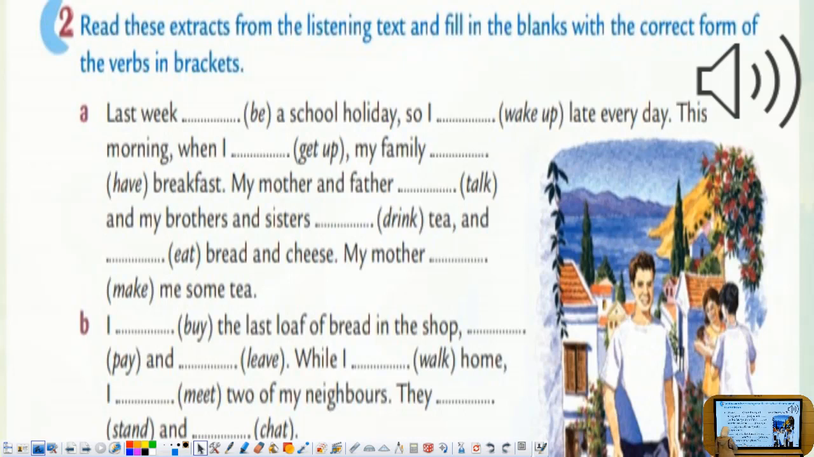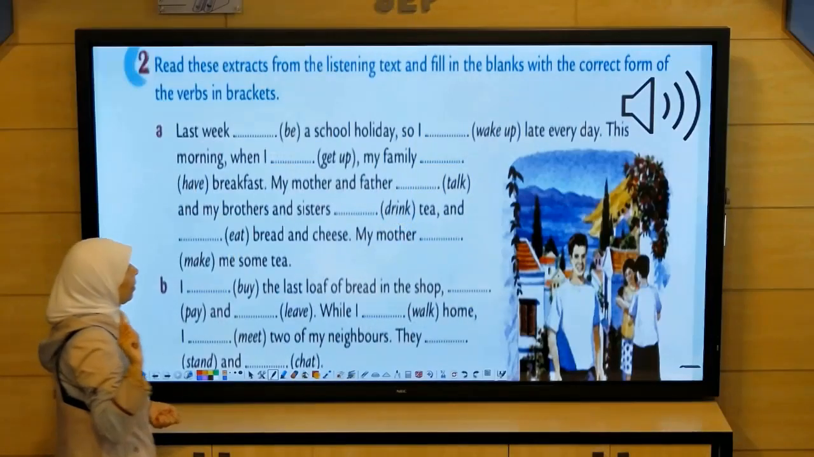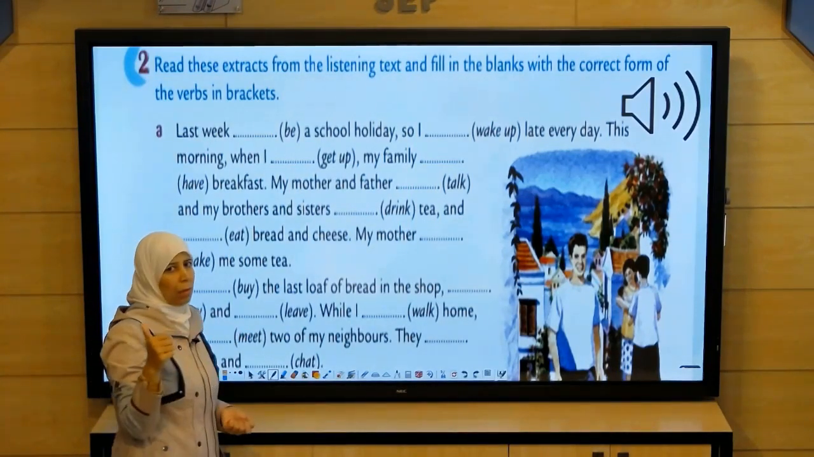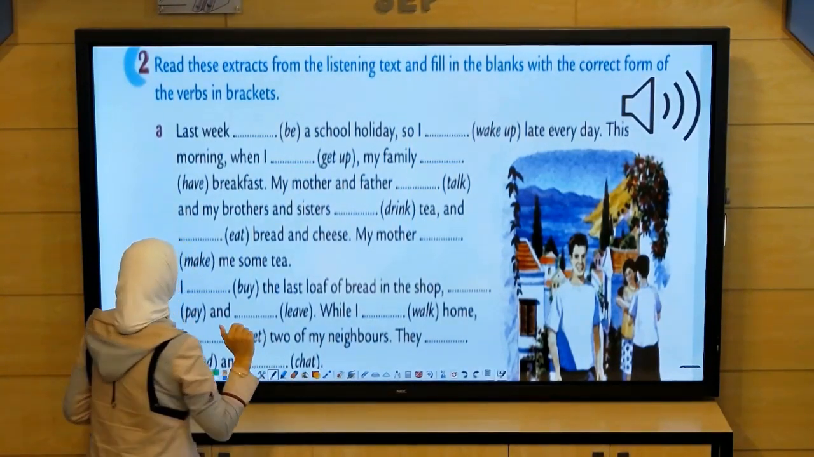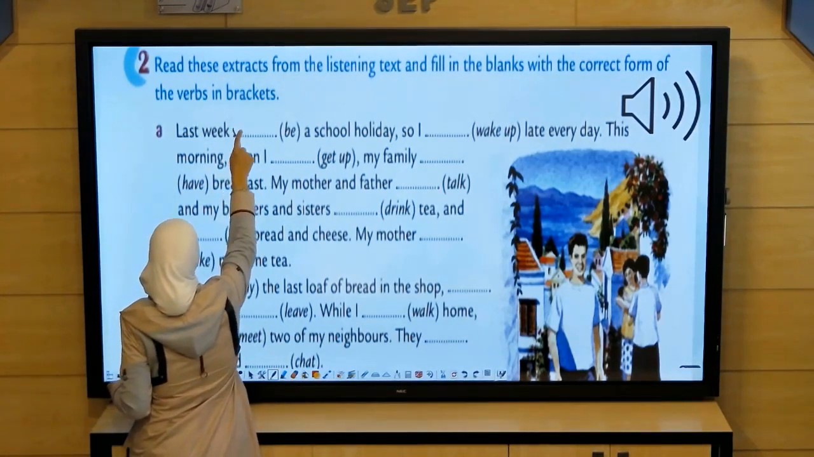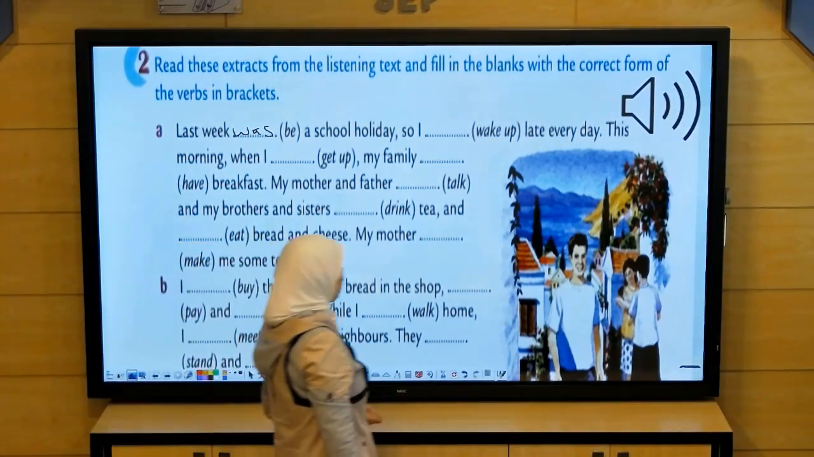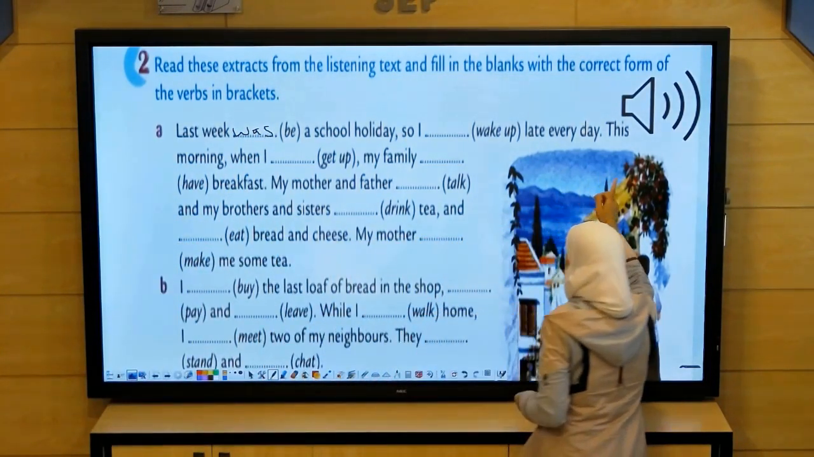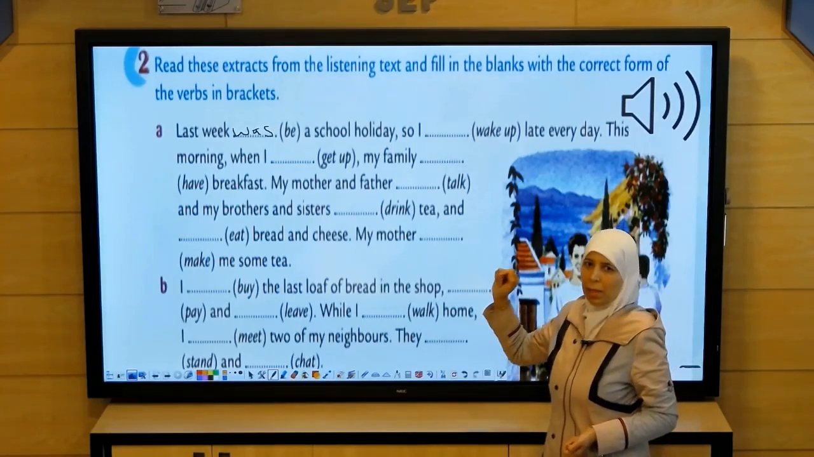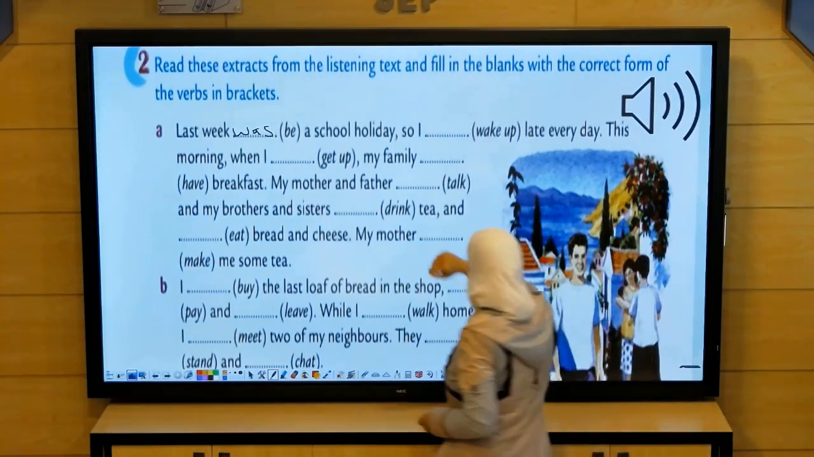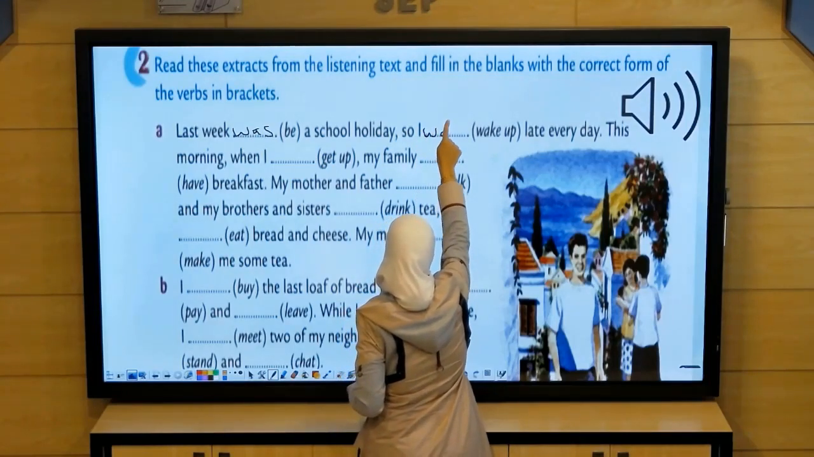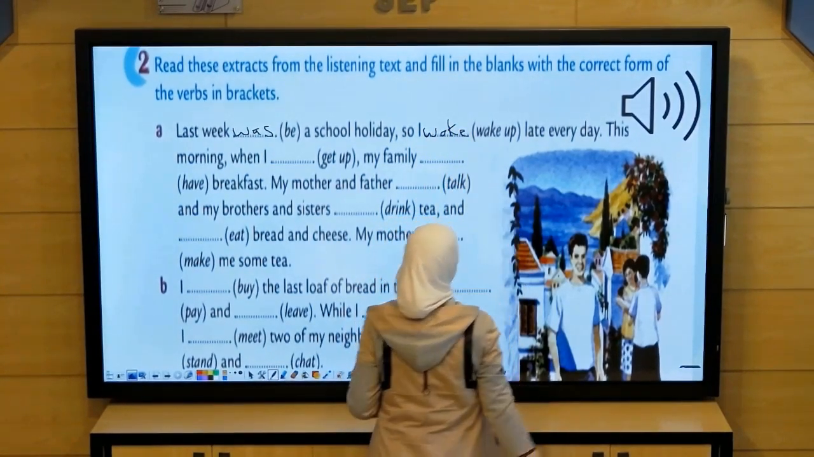Okay, after listening, I want to do this exercise with you. First of all, last week, be a school holiday. In the simple past, we use either was or were. So the correct answer is was. Last week was a school holiday. So, I wake up late every day. This is a past action. So also we say walk. I woke up late every day.